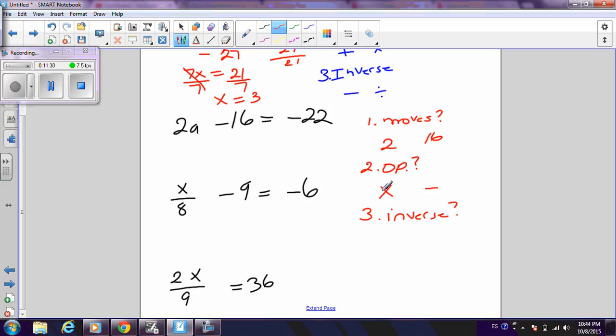What's our inverse? Well, the inverse for multiplication is division. The inverse for subtraction is addition.